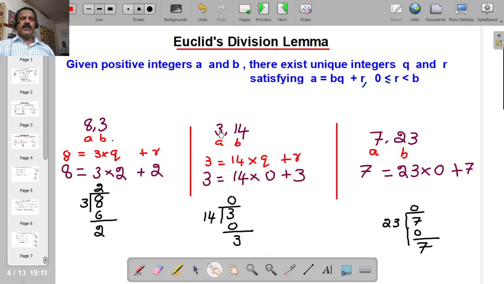Now we are given two integers 3 and 14. So a is equal to 3 and b is equal to 14.